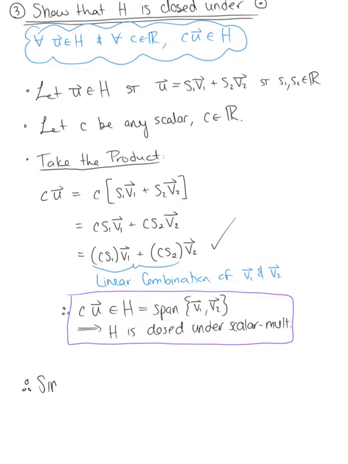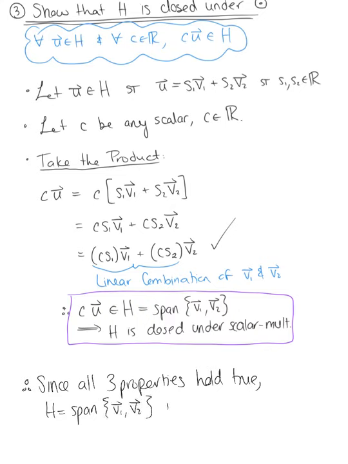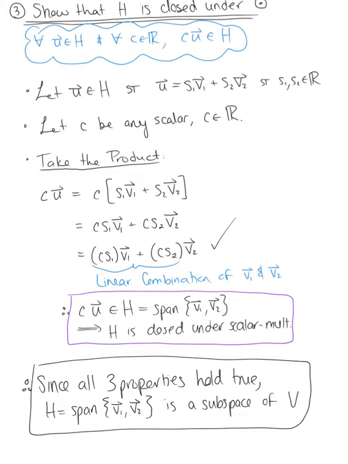Therefore, since all three properties are met, or since all three properties hold true, we know that H defined by the span of vector v sub 1 and vector v sub 2 is a subspace of vector space V. And this is a super duper important concept here that we've shown in 2 dimensions. And we're now going to take this and extend this into Rn with our next theorem.